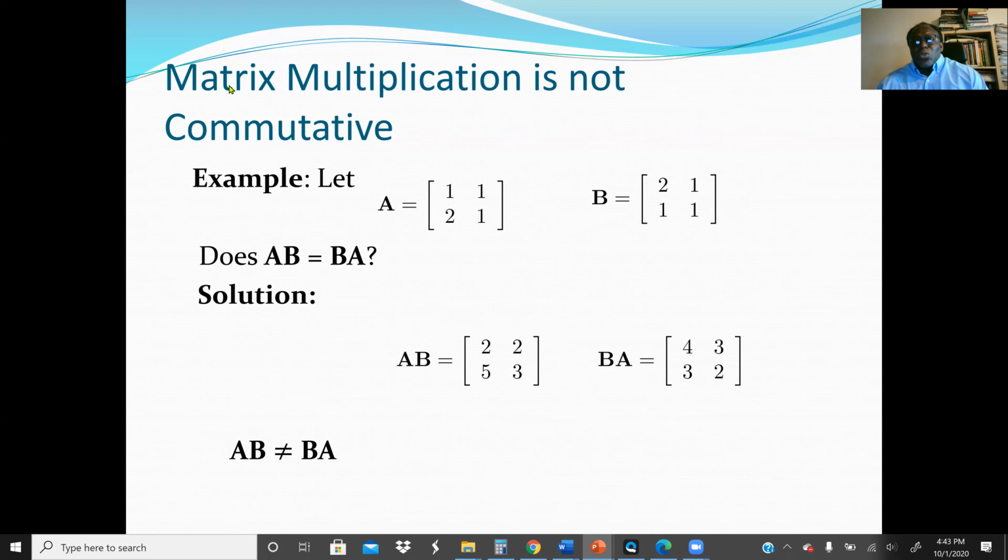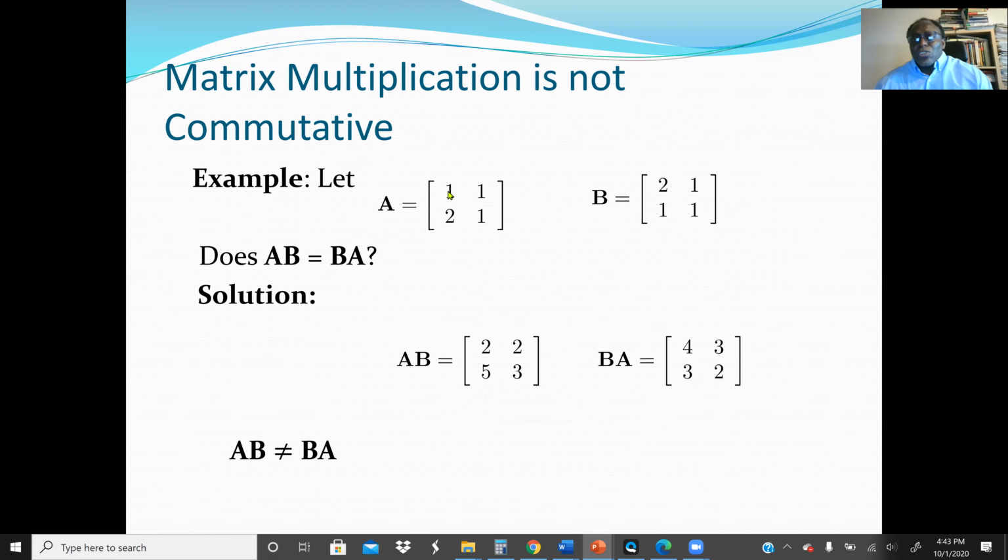So this is what we said earlier. Matrix multiplication is not commutative. I have two square matrices, which means I can do A times B. I can also do B times A, but the answers will be different. So when we do A times B, we get 2, 2, 5, 3. Let's see the reason why.